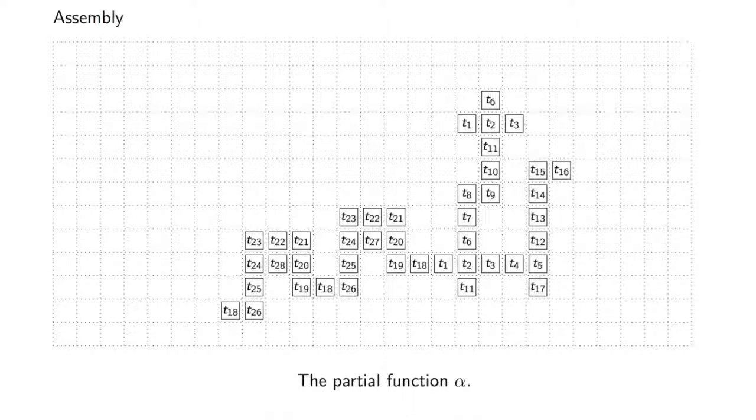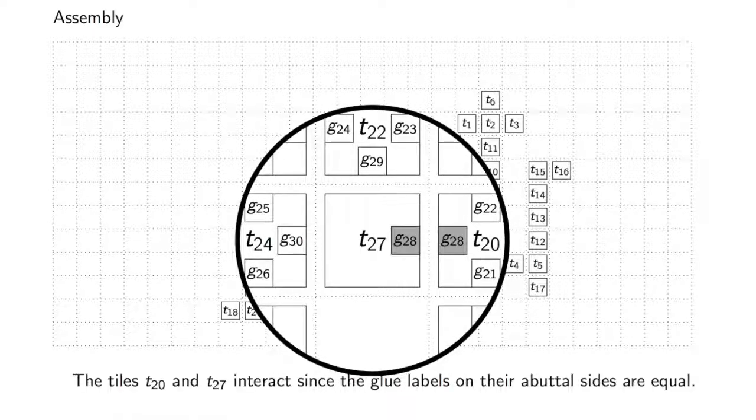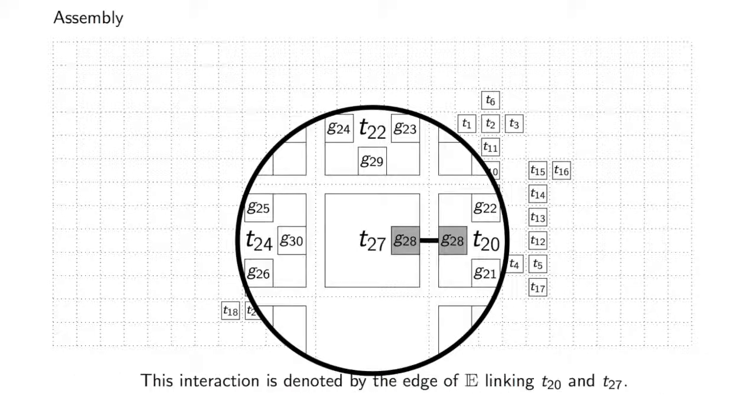Let's go back to the partial function alpha, and let's focus on the tile T27. This tile is in gray. Let's zoom on this tile. Now, look at this tile and its right neighbor, the tile T20. These two tiles have the same glue label on their abuttal sides. In this case, we say that these tiles interact. We represent this interaction by an edge between these two tiles.